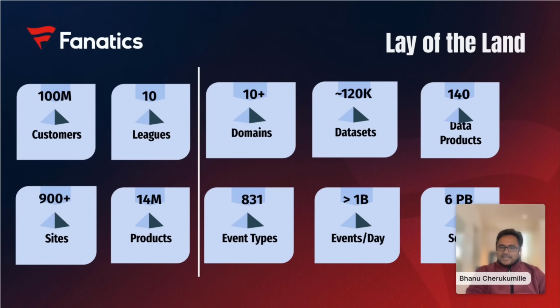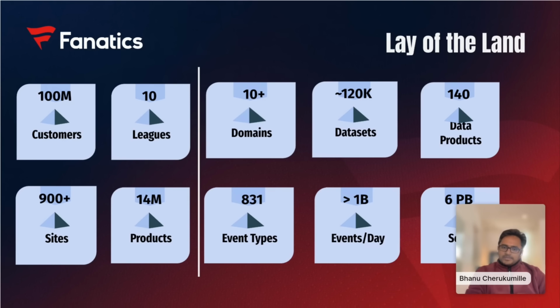So we call them Fanatics because we are very much for the sports fans. That's what we cater to. And purely from a data lay of the land perspective, there are 10 different domains, be it customers, products, experimentation, inventory, orders, you name it. Across these domains there are 120K data sets. Not everything is a solid data product, but staging and production data sets we have about 120K plus. And 140 data products. These are the ones which power our data analytics and data decisions every single day.